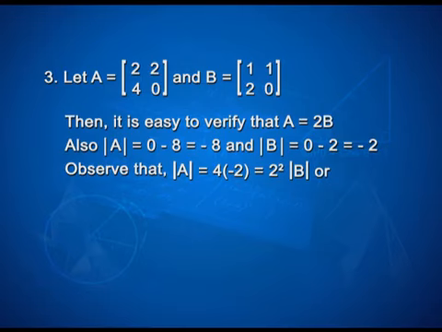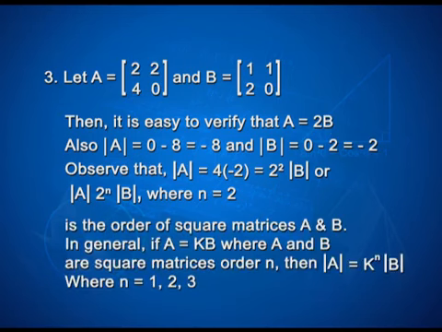Observe that determinant A is equal to 4 into minus 2, that is 2 square into determinant B, or determinant A is equal to 2 to the power n into determinant B, where n equal to 2 is the order of square matrices A and B. In general, if A is equal to k into B, where A and B are square matrices of order n, then determinant of A is equal to k to the power n into determinant B, where n is equal to 1, 2, 3.